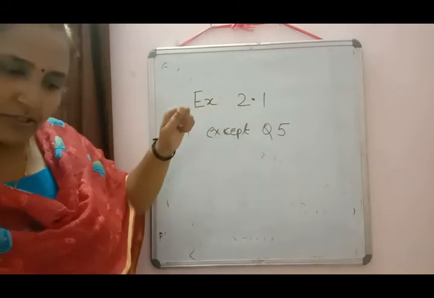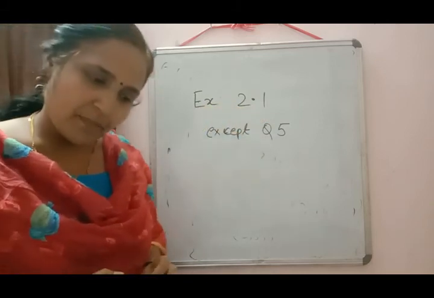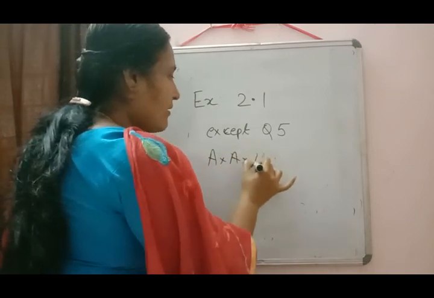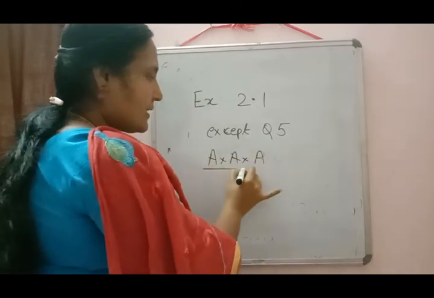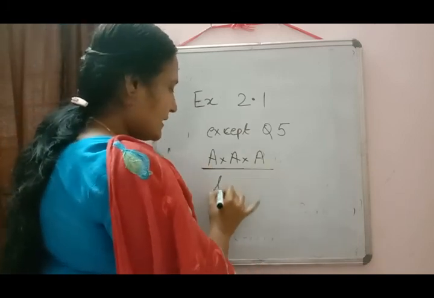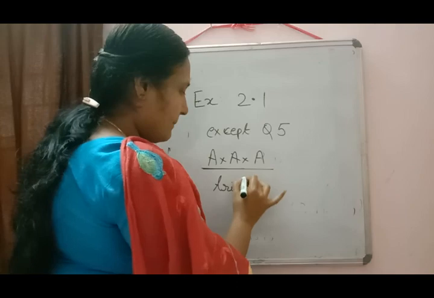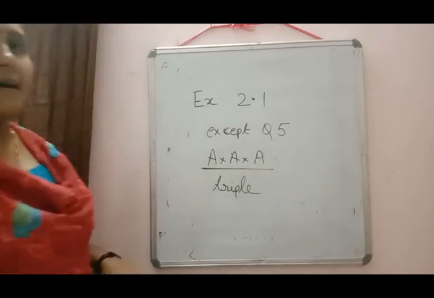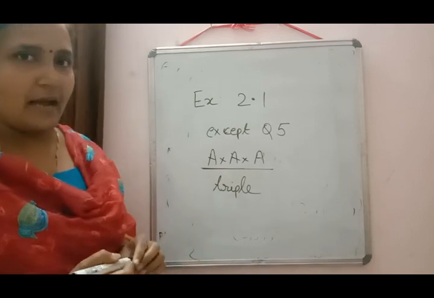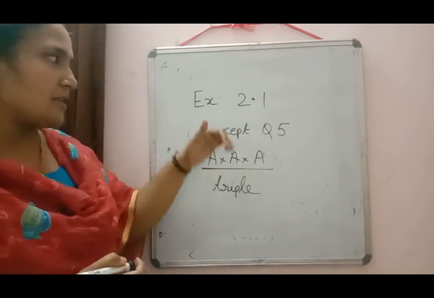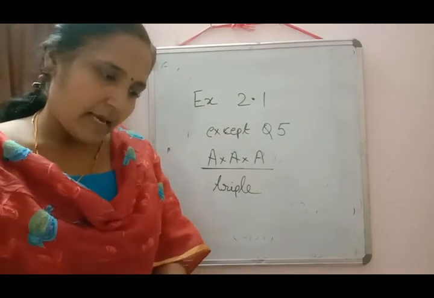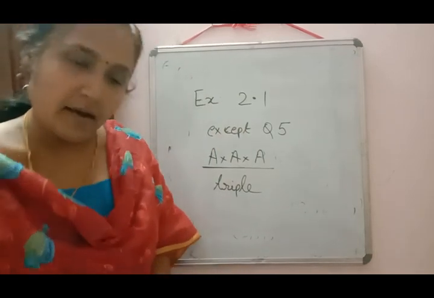Why am I saying you don't have to do question number 5? Because that is A cross A cross A. When 2 are there, then we say it is Cartesian product. Here we have to do it 3 times, so it is called triple product. And this year this topic is deleted. Triple product we don't have. So you don't have to do this question. So in exercise 2.1, do all the questions except question number 5.